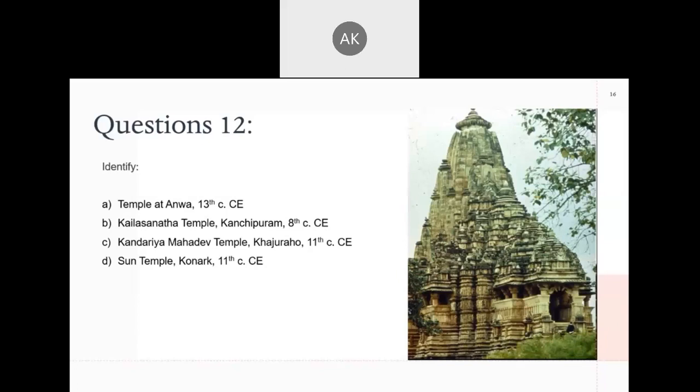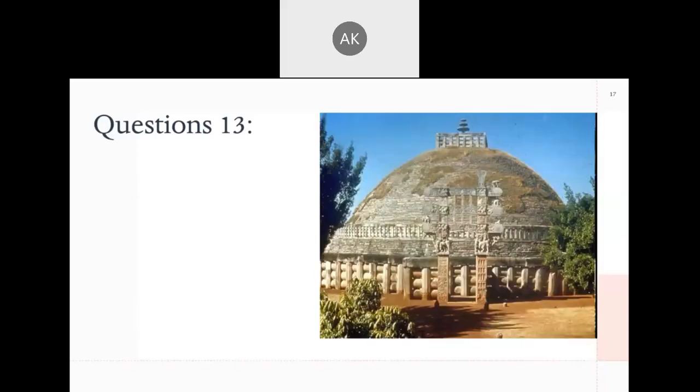You must know this because all these verbal and visual assignments will be there in your assignment section, and it will also be there in your in-term examination. So you should be aware of these temples and structures. Actually, this is the Kandaria Mahadev temple of Khajuraho, which belongs to the 11th century CE. Okay, question number 13. It is very easy. Identify this structure. Actually there is a hint. This is a stupa.